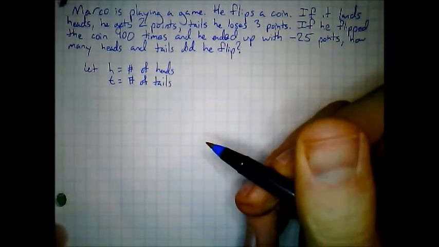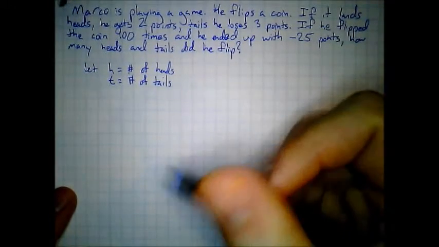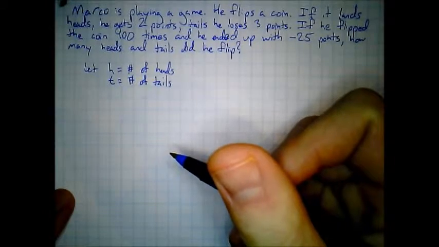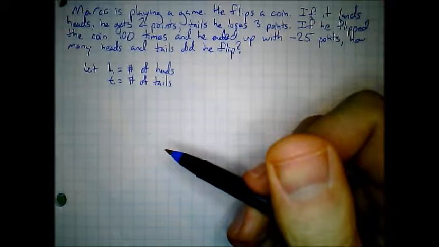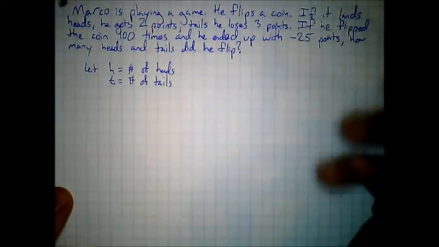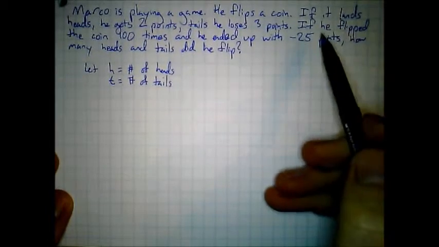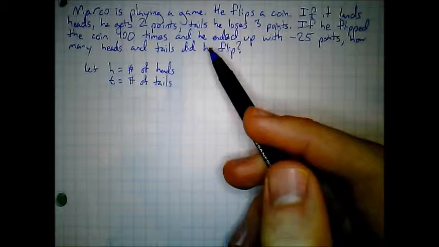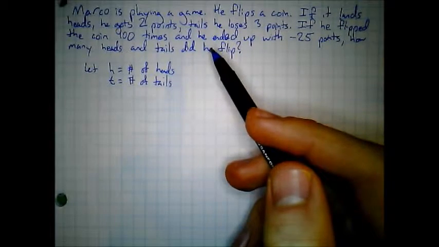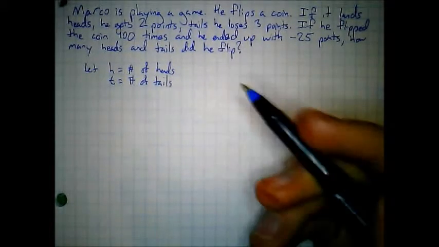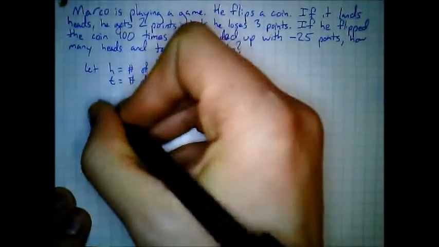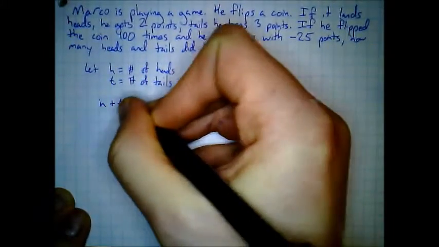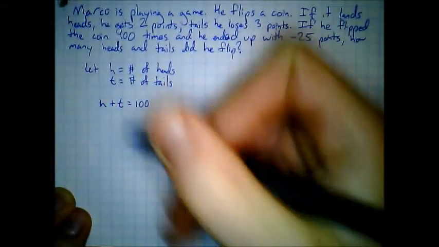So let's look back in the problem for any information that we get. What does it tell us about the number of heads and the number of tails? Does it give us any totals? Does it compare these two to each other? Well, the first thing I notice is it says he flipped the coin 100 times. Obviously, when you flip a coin, it's either going to land heads or it's going to land tails. So if you flip a coin 100 times, that means the number of heads and the number of tails gives us that total of 100 flips.